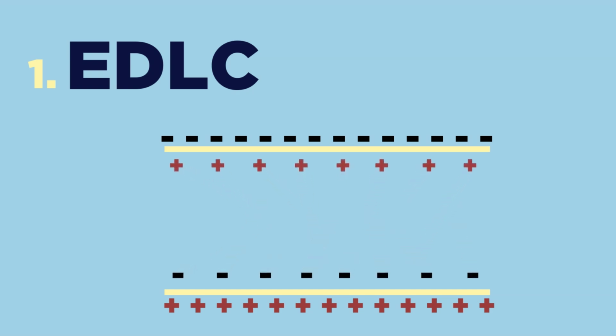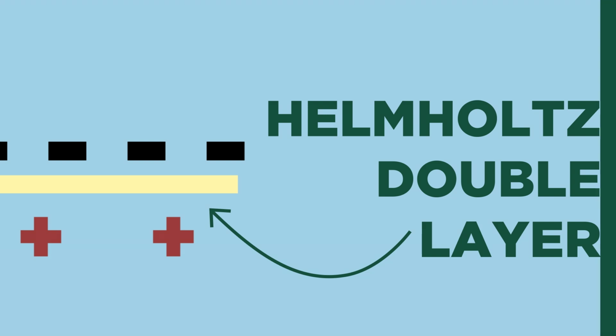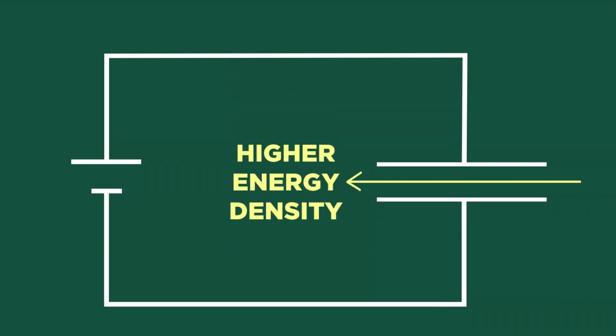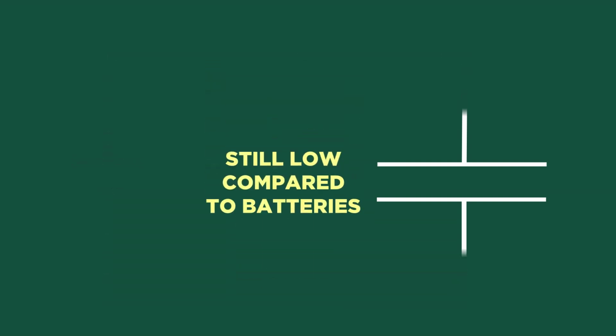Now something special happens. As the ions touch the surface of the electrode, they form a very organized layer. You can imagine this as the full surface of the electrode being wrapped in a layer of ions, exactly one ion thick. Now the charge is stored in the very small distance between this layer and the electrode. This phenomenon is called the Helmholtz double layer. This means that the layer in between the electrodes can be made way thinner, which leads to EDLCs having a much higher energy density. However, compared to batteries, this is still quite low.